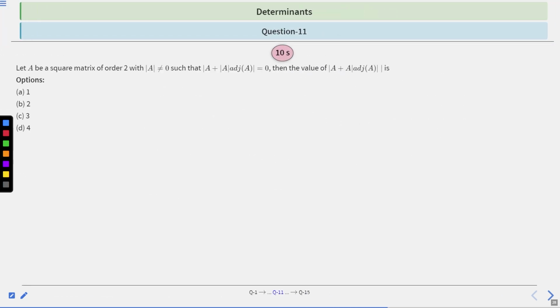Question number 11. Let A be a square matrix of order 2 with determinant value of A not equal to 0, such that determinant value of A plus determinant value of adjoint of A is equal to 0, and determinant value of A plus A determinant value of adjoint of A is. So you have 10 seconds to solve this question. After 10 seconds, we will discuss the solution.